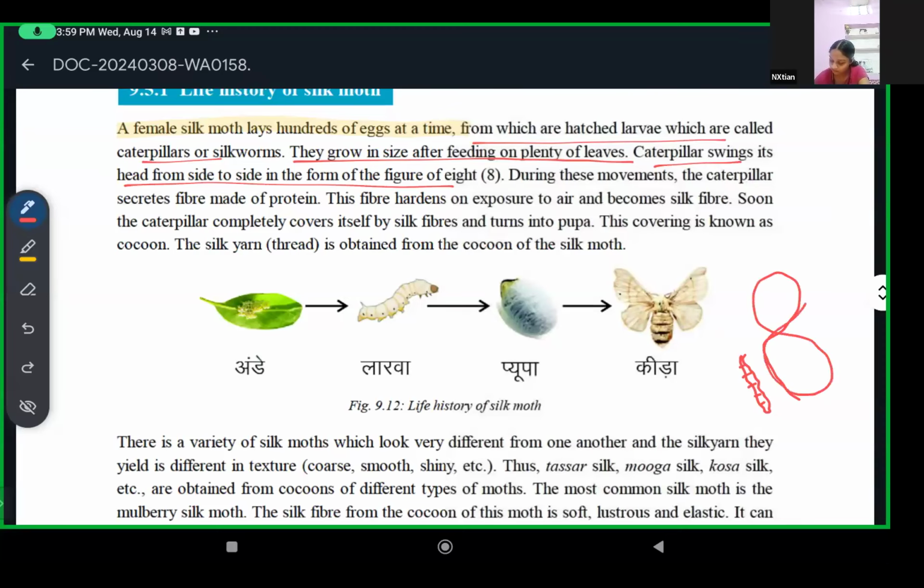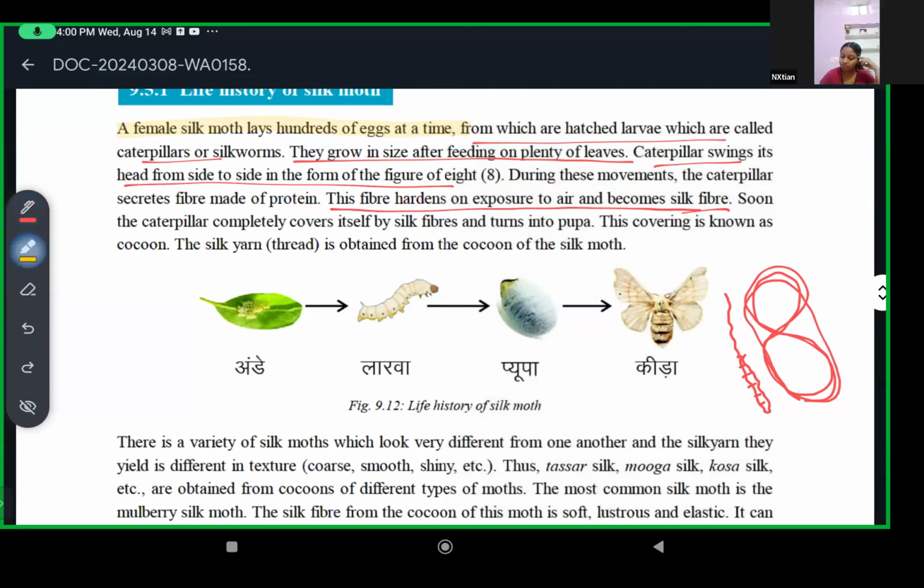Okay, it moves like this. Now when it's moving like this, from its mouth it's secreting a fiber made of protein, and it covers the caterpillar. When it moves, it keeps on covering the caterpillar. Then this fiber hardens on exposure to air and becomes silk fiber.